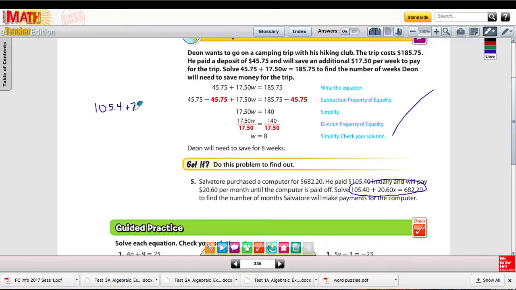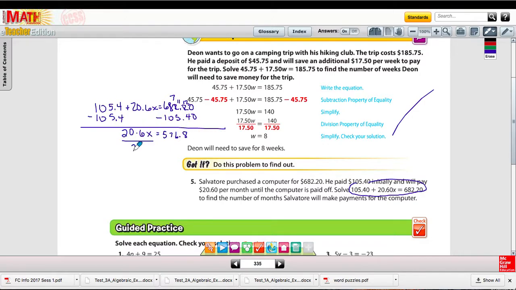105.4 plus 20.6x equals 682.20. We're going to subtract $105.40, and then we're going to divide by 20.6. As soon as I subtract here, 7, 12, 11, and then 12, we should get 8, 6, 7, 5.